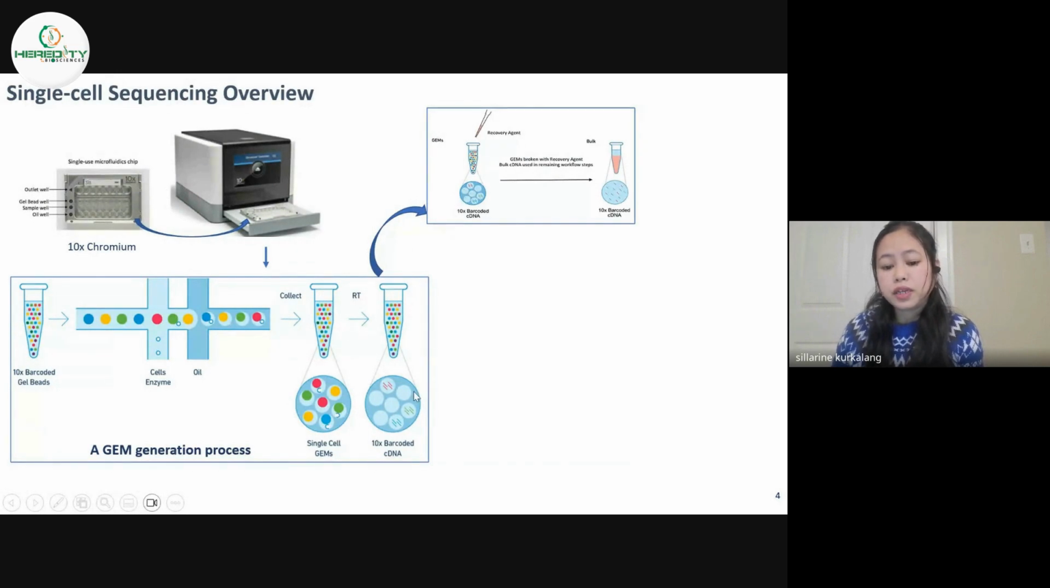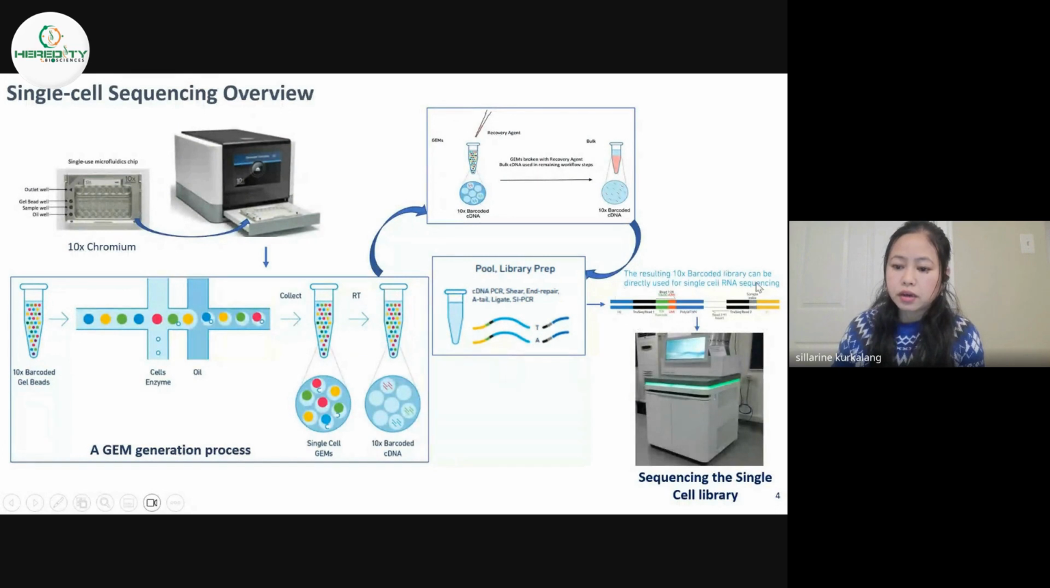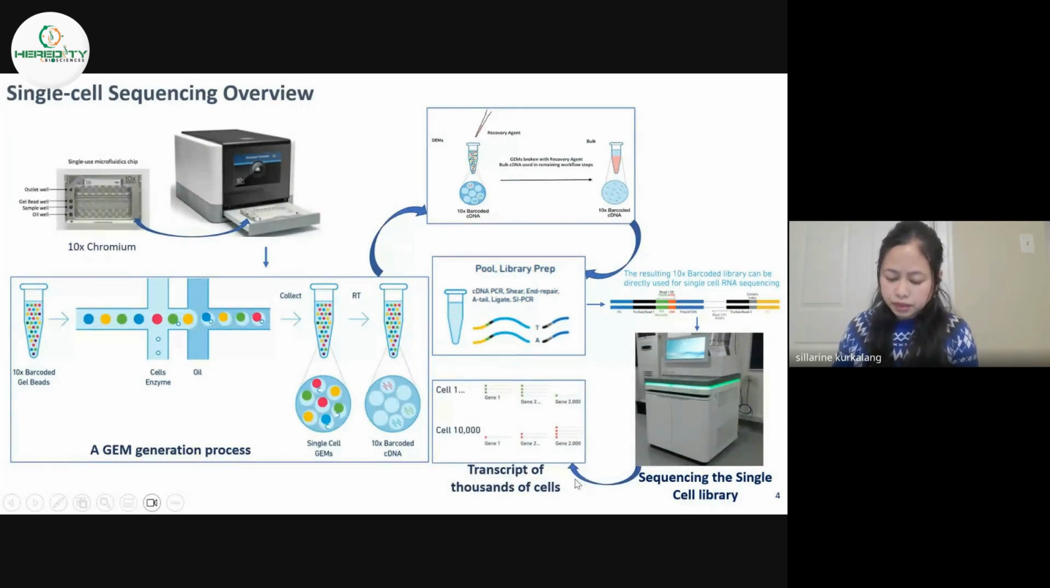For pooling the cDNAs, we need to break these gems. For breaking these gems, we will add the recovery reagent. The recovery reagent will break the gem and release the cDNA into the solution. When it releases the cDNA, we will then amplify the cDNA and use that amplified cDNA for generation of single-cell sequencing libraries. When the libraries are generated, we will use this library for sequencing. Once the sequencing is completed, it will generate the sequencing data containing the gene expression profiles of thousands of cells for each sample.